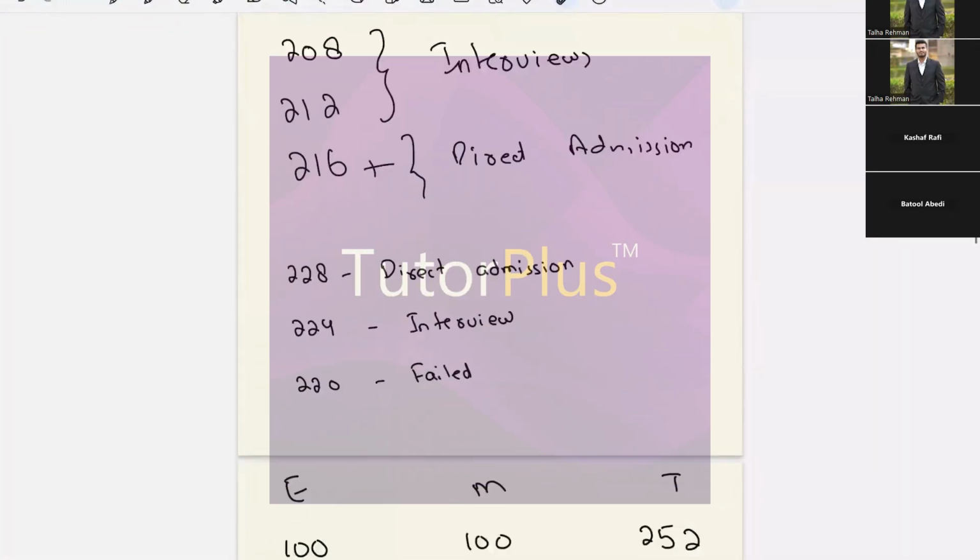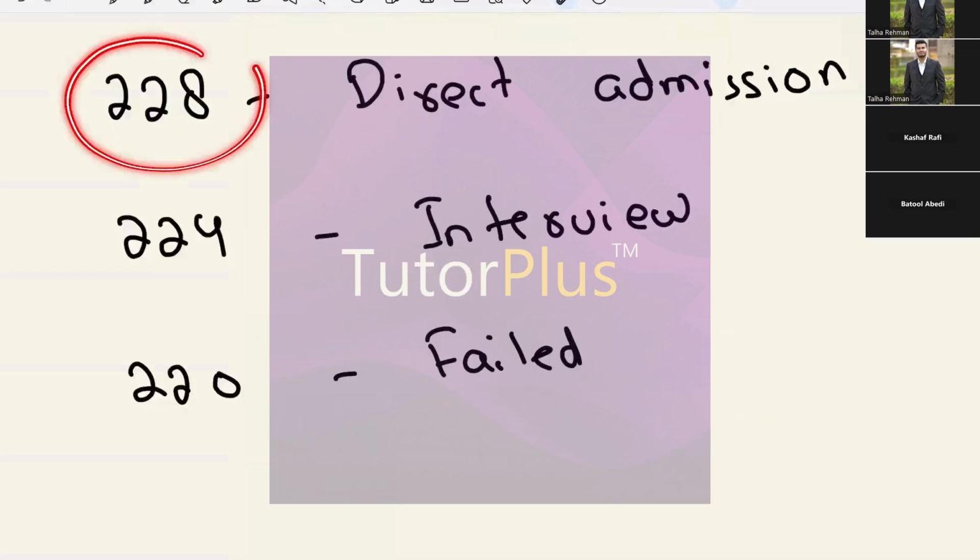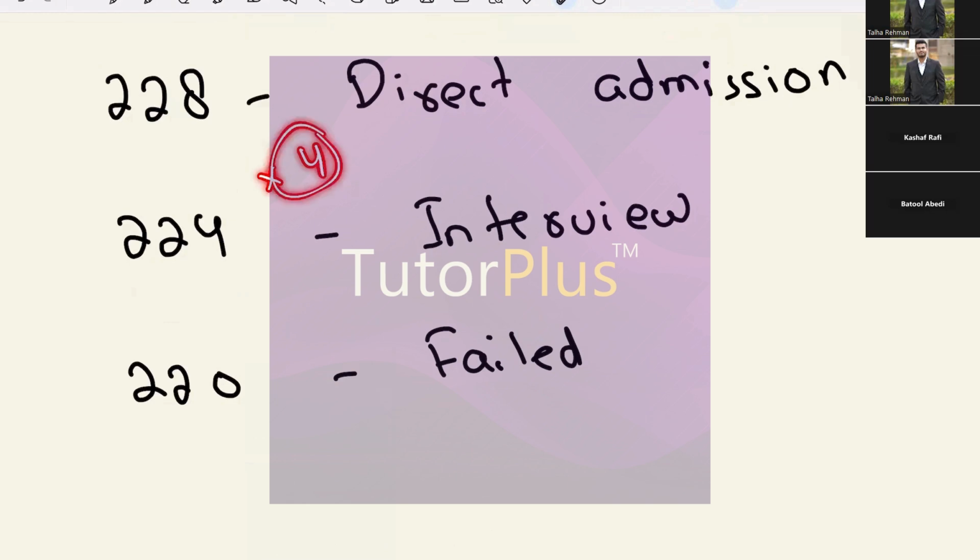So this data that you see on your screen is for a different year. On 228, they offered a direct admission. 224 means one fewer MCQ, right? Remember, there are 4 marks to get one MCQ right. So Ali, you did not join that.